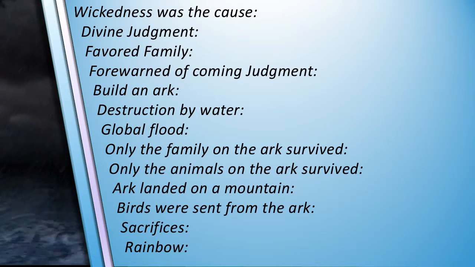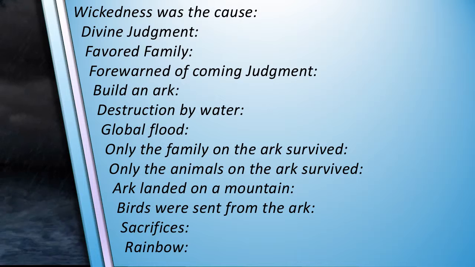So from these passages, we should note what we saw. Wickedness was the cause of a divine judgment, but God favored a specific family and forewarned them of his coming judgment. God also instructed his favored man to build an ark, to prepare for the coming destruction by water that took the form of a global flood. So only Noah and his family survived, along with the animals that were with them on the ark. And the ark landed on a mountain. Birds were sent from the ark, and later sacrifices and a rainbow were mentioned.